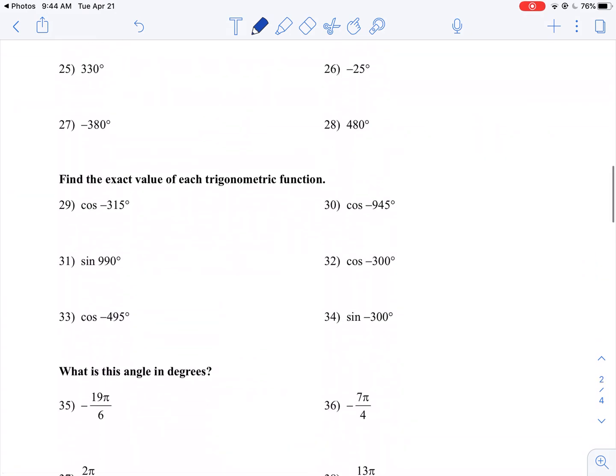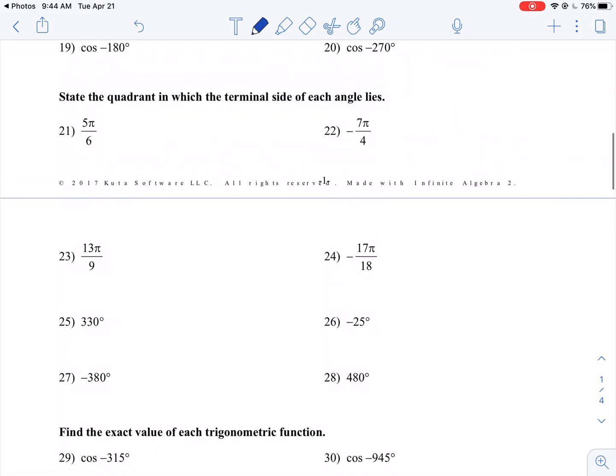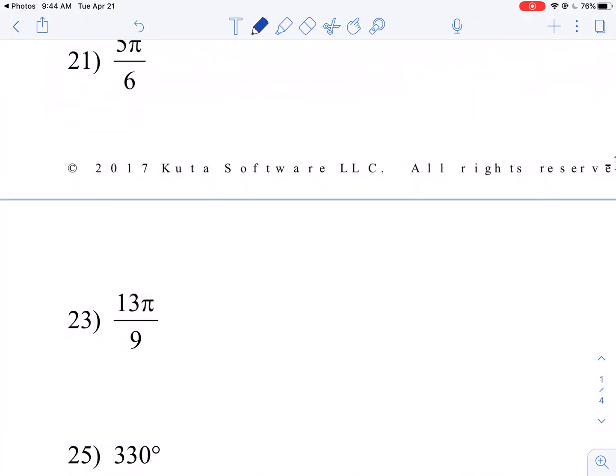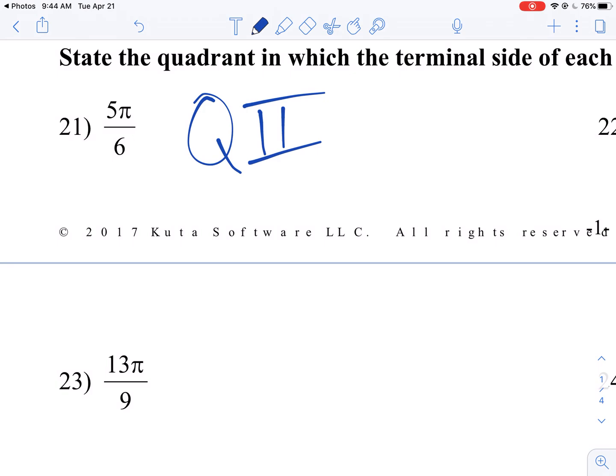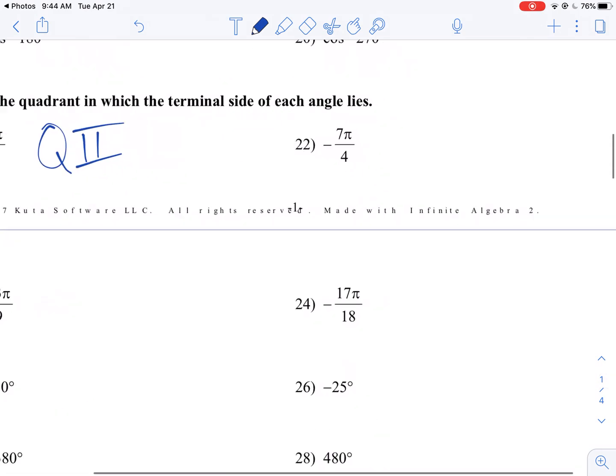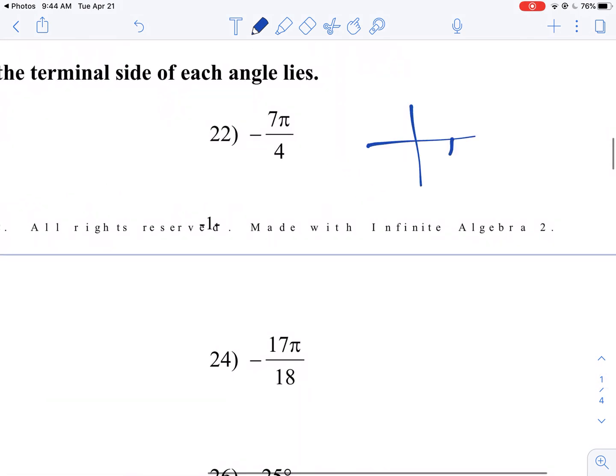Number 21 starts asking me to state the quadrant in which the terminal side of each angle lies. So here, asking me to draw out my angle and try to figure out where it's at. 5 pi over 6. This is on the unit circle. Based on the fact that it's in the unit circle, you should know that this is in quadrant 2. Negative 7 pi over 4. We can draw that backwards. We can see that it's going to be over here, so this is going to lie in quadrant 1.